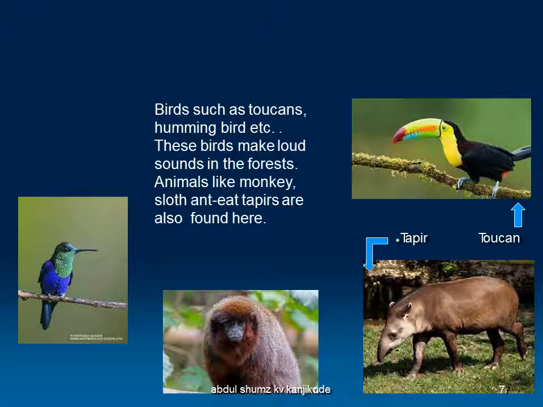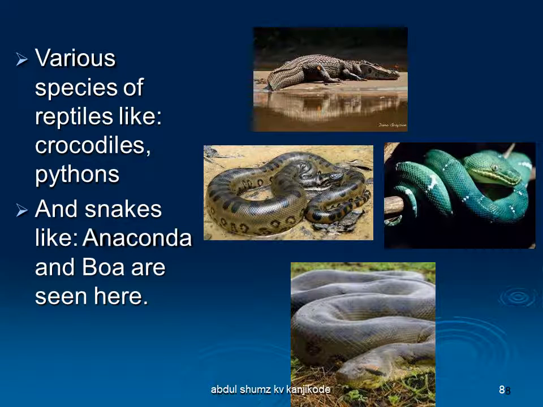If we talk about the birds, it is rich in fauna, and birds like toucans, hummingbirds, and birds of paradise are found, which have brilliantly colored plumage and oversized bills, and they sound very different, which is not common in India. Animals like monkeys, sloths, and ant-eating tapirs are also found. Various species of reptiles and snakes are also found in these jungles. Crocodiles, snakes, then anaconda and boa constrictor are also found.